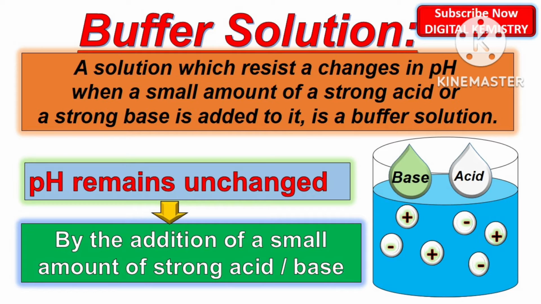This pH, pKa you have studied in the equilibrium chapter, in acid base. So this important relation is pH equal to pKa plus log of molar concentration of conjugate base, that is the anion, divided by molar concentration of acid. This is the Henderson-Hasselbalch equation.